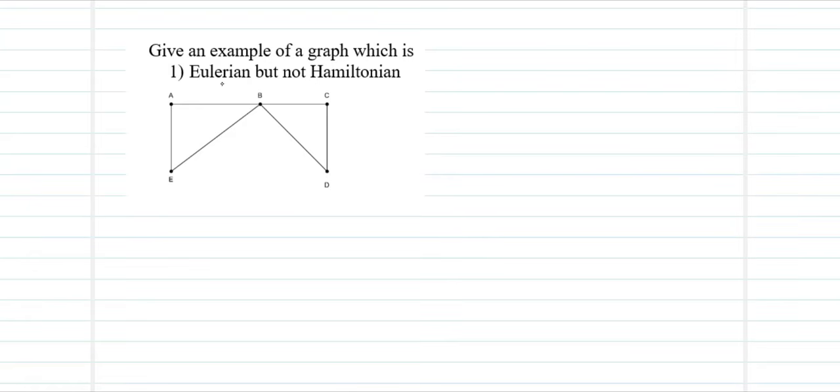So come on, what do you mean by Eulerian? Every edge has to be traveled exactly once. So we will start with B, we go to A, we cover this, we go to E, we cover this, we go to B, we cover this, we go to C, we cover this, we go to D, we cover this, and then it is going to be back to B.